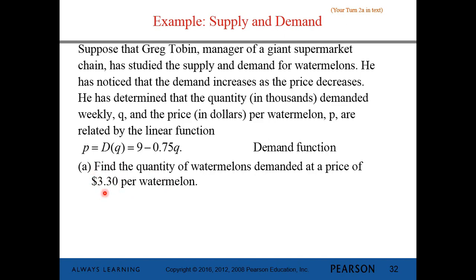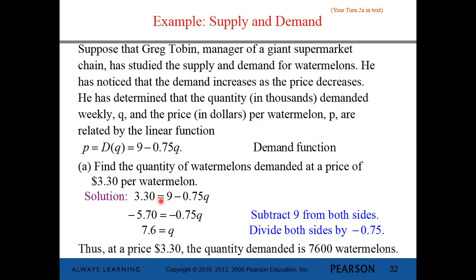So here's the price, and we want to find, okay, what's the demand at that price? So what do we know? Well, we know that price is equal to $3.30, and we know that price is equal to this demand function, which is based on the number of widgets. So now what we can do is substitute $3.30 for P, and then solve for the quantity Q. So that's what we do.